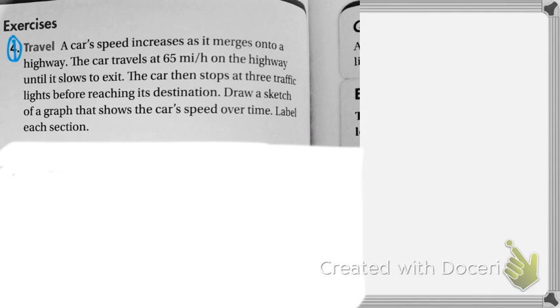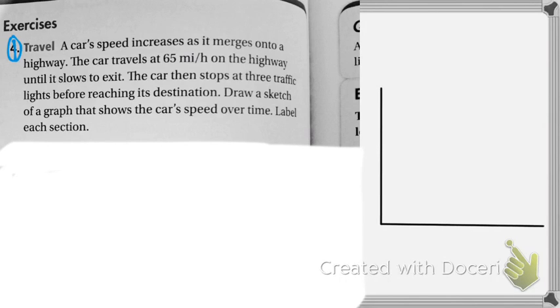What we're supposed to be doing here is representing this information they're giving us on a graph. So the question says a car's speed increases as it merges onto a highway. The car travels at 65 miles per hour on the highway until it slows to exit. The car then stops at 3 traffic lights before reaching its destination. Draw a sketch of a graph that shows the car speed over time. Label each section. So we're going to draw a graph.